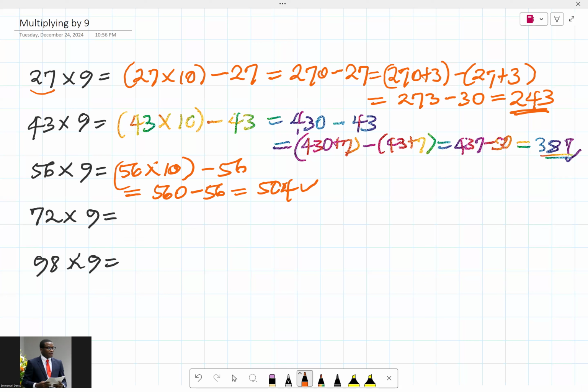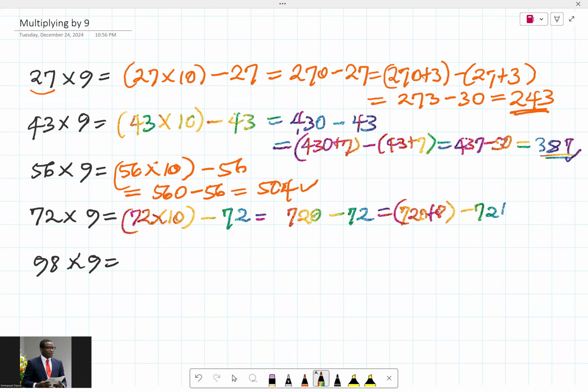Easy peasy, right? Then next, you have 72 times 9. So just say 72 times 10 minus 72. That is 720 minus 72. So for this, you may need to take 72 up to 80 so it's easier, instead of having to rack your brain. So you just say 720 plus 8, minus 72 plus 8, like that. So that is 728 minus 80.